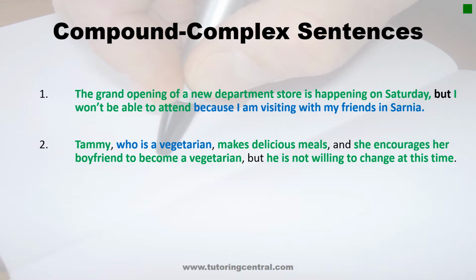The other independent clauses are "she encourages her boyfriend to become a vegetarian." And the last one is "he is not willing to change at this time." So in this sentence, we have three independent clauses, or in other words, three complete sentences, and we have one dependent clause.